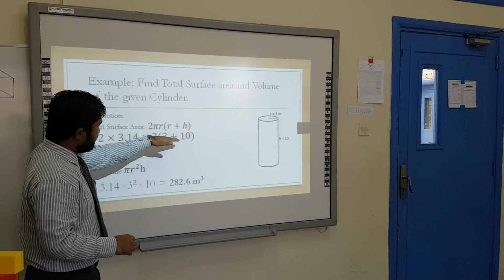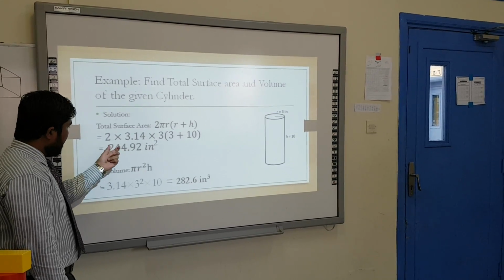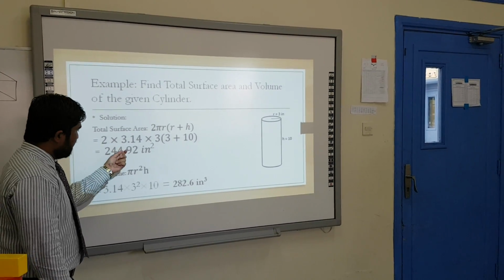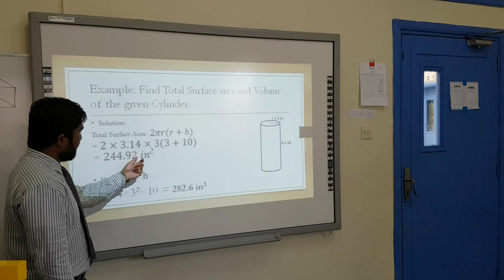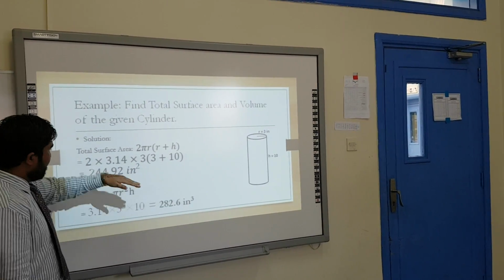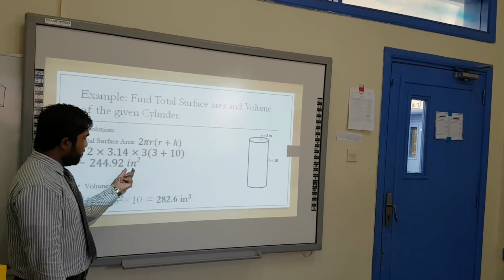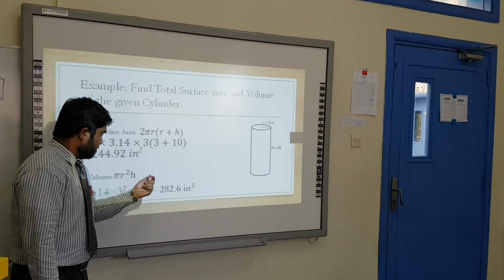When we calculate this all together, we get the total surface area as 244.92 inch to the power 2. As I explained before, when we find area or surface area, we use the unit as power 2.